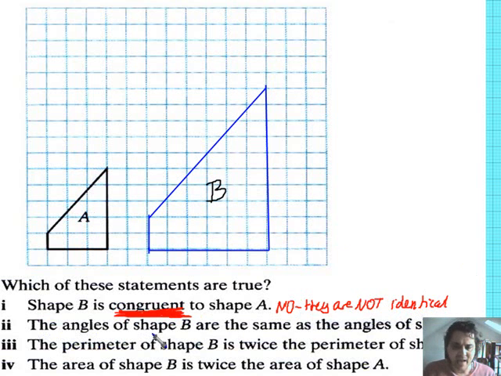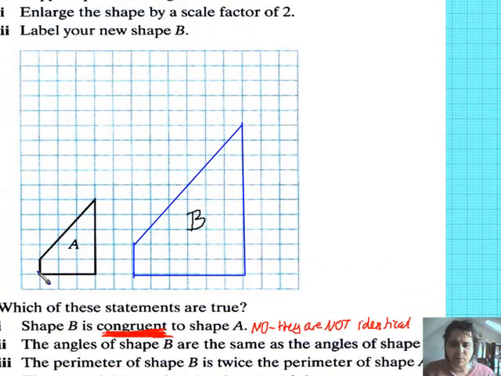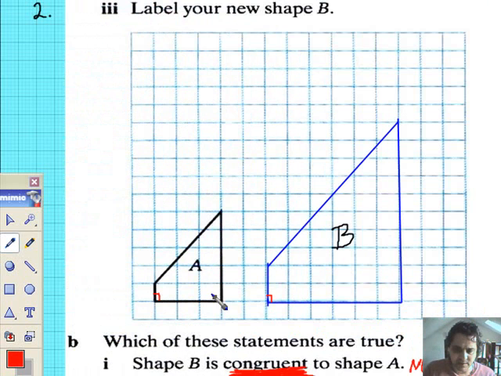The angles of shape B are the same as the angles of shape A. That's put a tick there for true, because when you enlarge a shape, all the angles stay the same. You've got the right angles there and there and there, and whatever this angle is matches that one, and whatever this angle has become matches the original there. Alright, so I'm trying to show it with a different set of curves there.